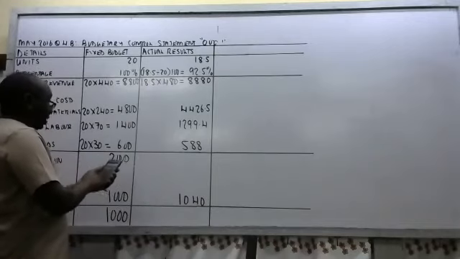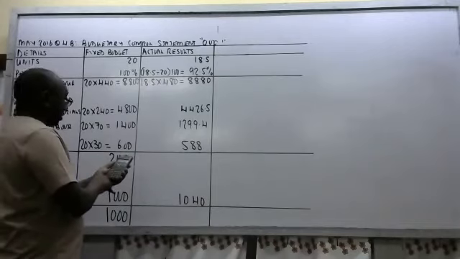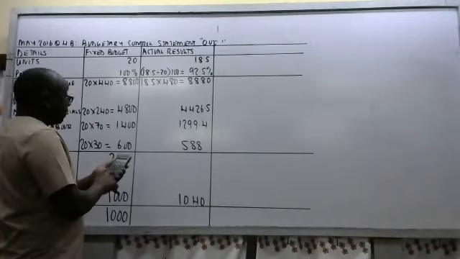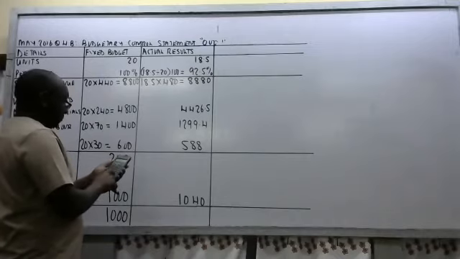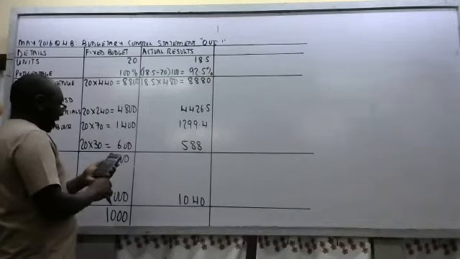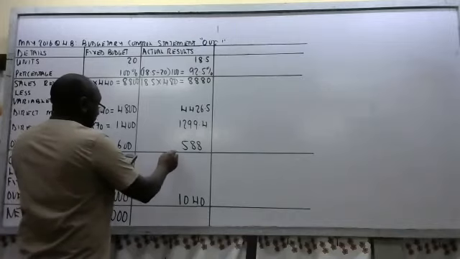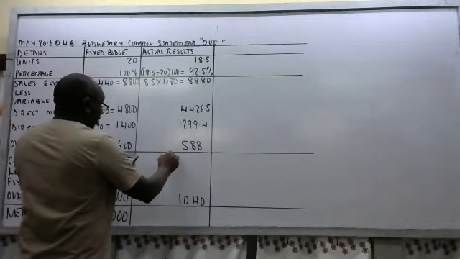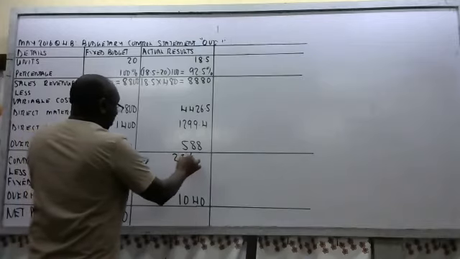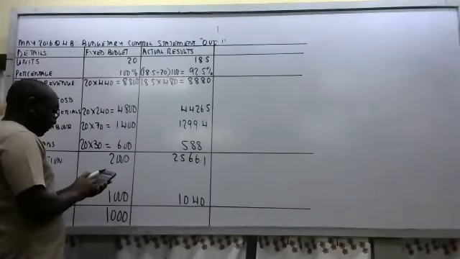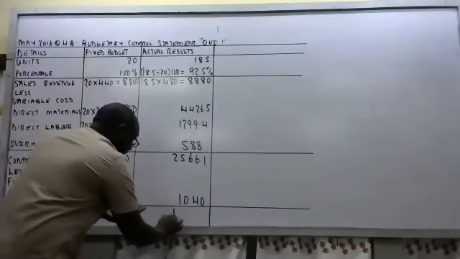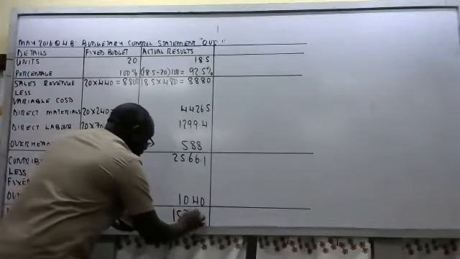So now you will say 8800 minus 4426.5 minus 1299.4 minus 588. I'm getting 2566.1 minus 1040. Getting 1526.1.